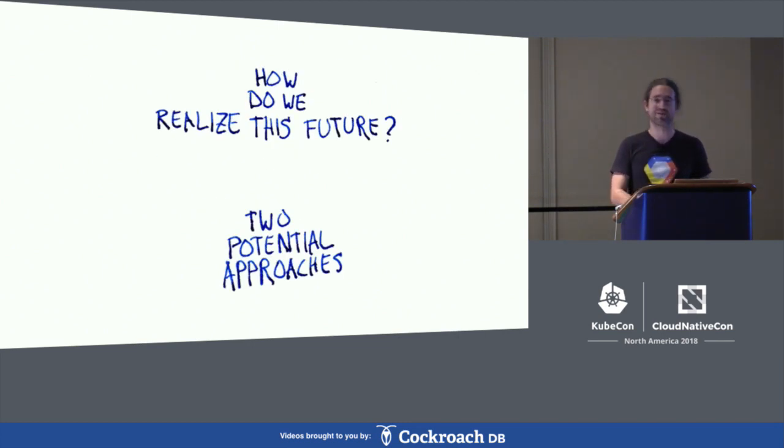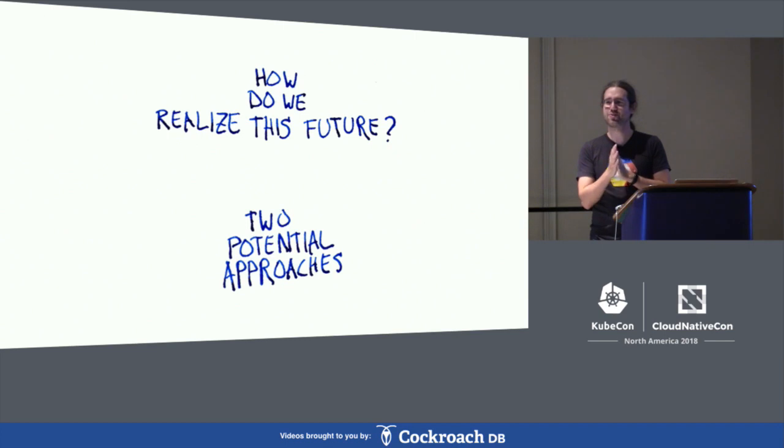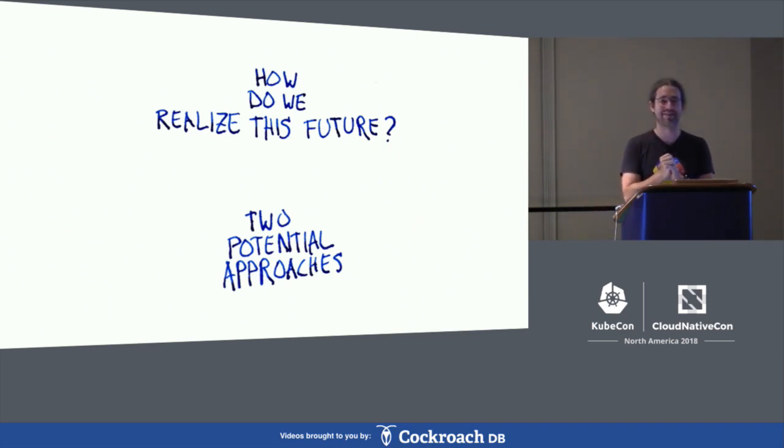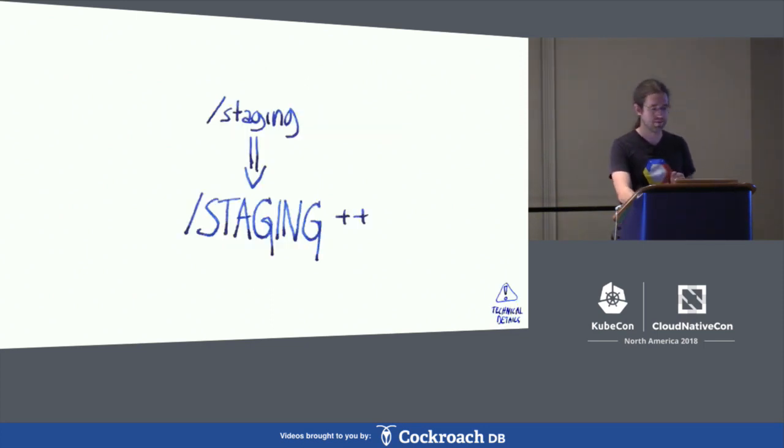All right. So, is there any actual practical way to make these changes, or is this a vision that cannot be realized? And I think there's sort of two approaches we could take to make progress towards some of these goals. The first one, and I'm sorry, but I'm mentioning some technical details about the Kubernetes project. We have this staging directory. The first one is we could focus on the staging directory.